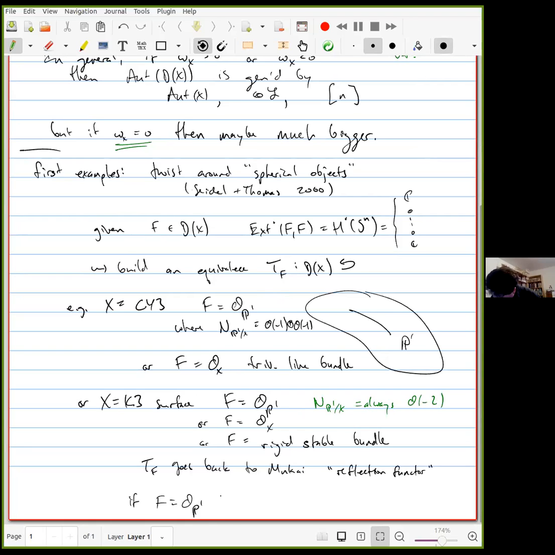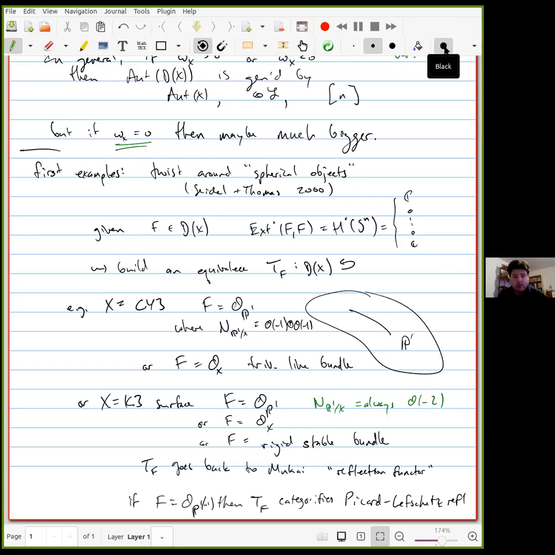Maybe I'll say that if F is O of P1, then this spherical twist around F categorifies the Picard-Lefschetz reflection, which is actually, let me not lie, let me put the -1 there that needs to be there. Sorry, was that all your questions, Rena? Yes, thank you. Okay.